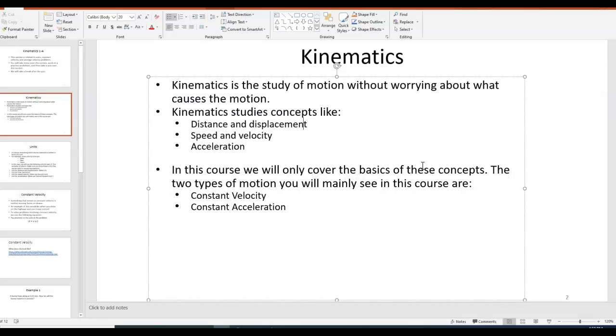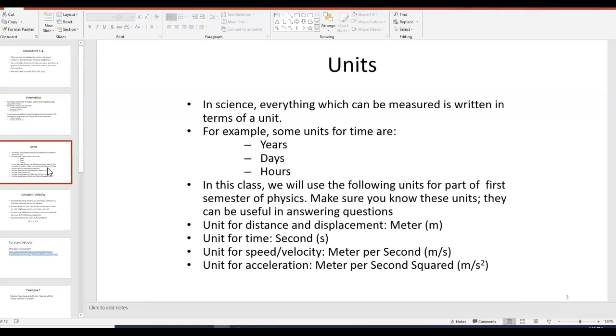Now, in this course, we're going to talk about two primary types of motion, constant velocity and constant acceleration. There's lots of different ways objects can move, and so these are only two types of motion, and they're very simplified types of motion. But you have to start with the basics before you can do more complicated types of motion. And so in this video, we're going to mainly focus on constant velocity, but we're also going to talk about average speed in a few minutes. Now, before we get to constant velocity, let's really quickly talk about units.